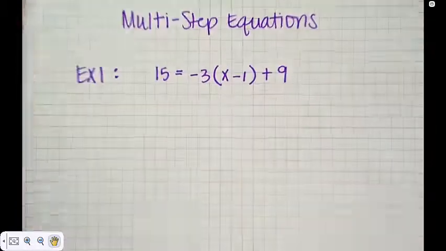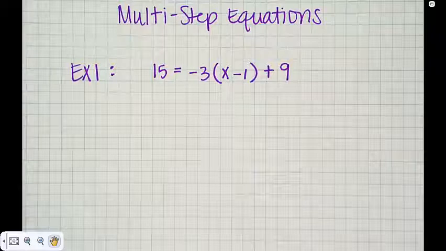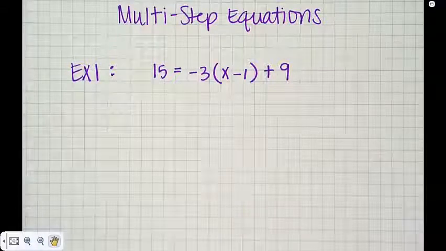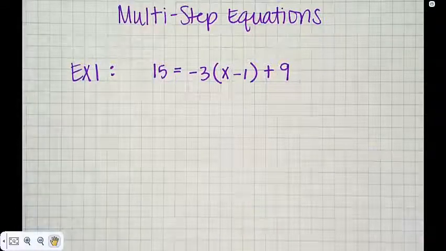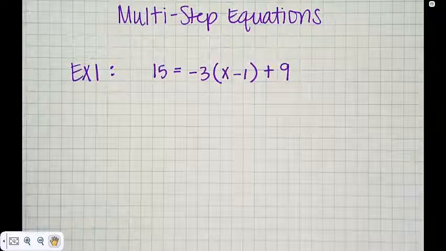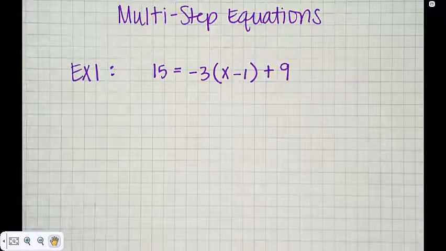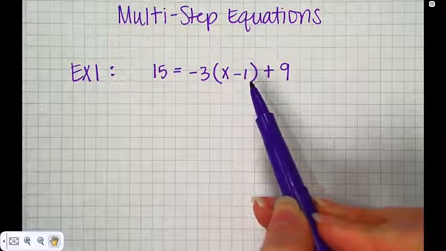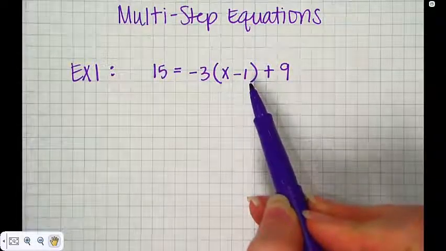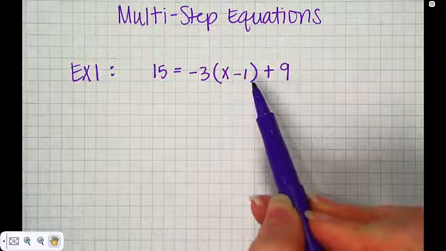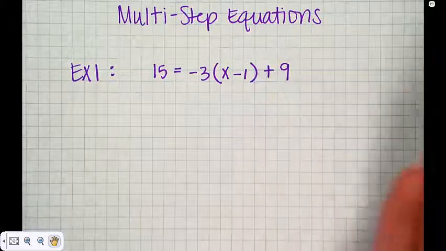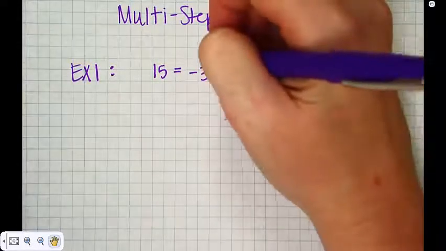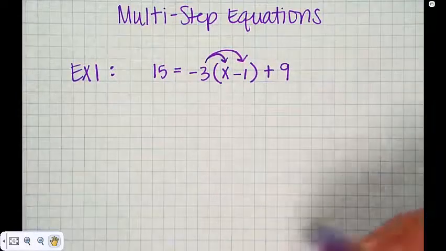Like I said earlier, we're doing multi-step equations today, and so we're going to look at our first example. Example 1 says 15 equals negative 3 times (x minus 1) plus 9. Looking back at our foldable, our first step is to look at the equation: are there any grouping symbols like parentheses or brackets? And I can see here that I have parentheses. So if you fold over your foldable, it says to now use the distributive property to multiply the number outside the parentheses by every term inside the parentheses. So we're going to take this negative 3 and multiply it to the x, and we're also going to multiply it to the negative 1. So let's go ahead and do that.